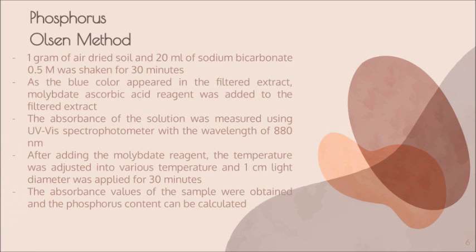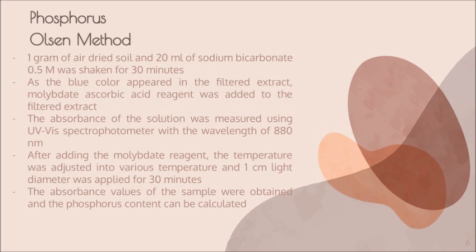The first parameter that I will be explaining is phosphorus, and in order to determine the concentration of phosphorus in the soil, I use the Olsen method. The sample soil, which I use for this discussion, was located in Shaanxi, China. The soil samples were first collected from various areas, and then crushed, sieved, and air dried for about 2 to 3 days. Then 1 gram of air dried soil and 20 ml of 0.5 molar sodium bicarbonate were mixed for about 30 minutes.